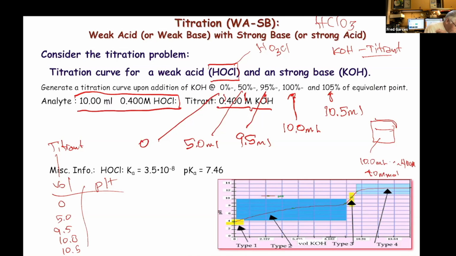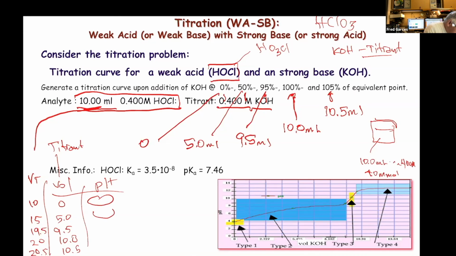So the total volume here, V total, because remember your analyte is 10 milliliters. So this would be 10. This will be 15. This will be 19.5. This would be 20. This would be 20.5. Why is the total volume important? Because whenever we're dealing with equilibrium, it's molarity that we use, not moles. Moles is for stoichiometry, but when we deal with equilibrium, mass action expression, Henderson-Hasselbalch equation, it's molarity. That's why you need a total volume. And the total volume will constantly change when you're doing the titration. Okay, so this is our job.